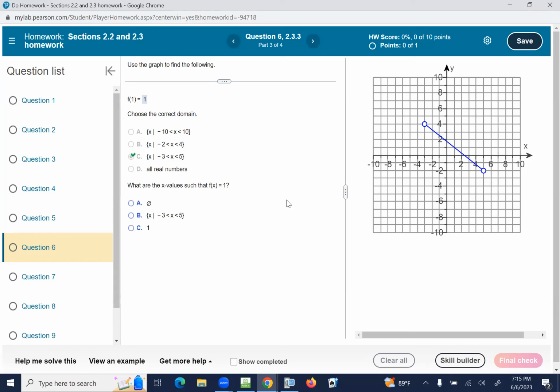So go to 1 on the y-axis and go over till you hit that line. Once you hit that line, go straight down and tell me that x value. And that is definitely a 1. And if you look down here, they got an A, B, and C. So we're going to pick C for 1. And then you're going to check that answer.